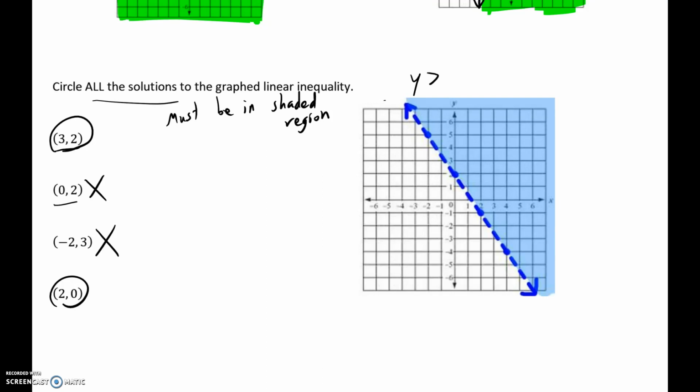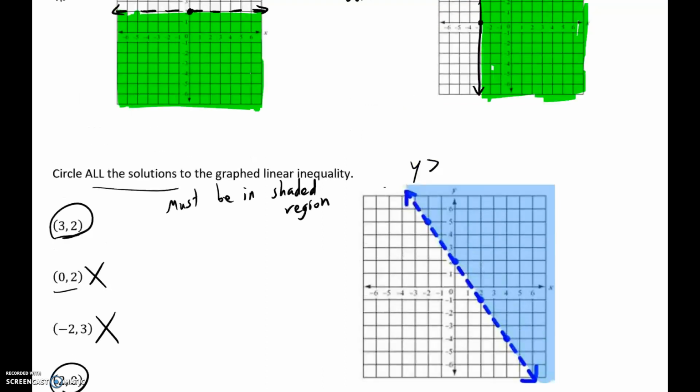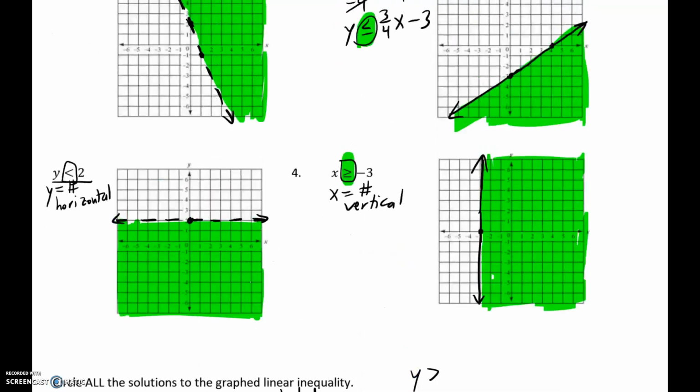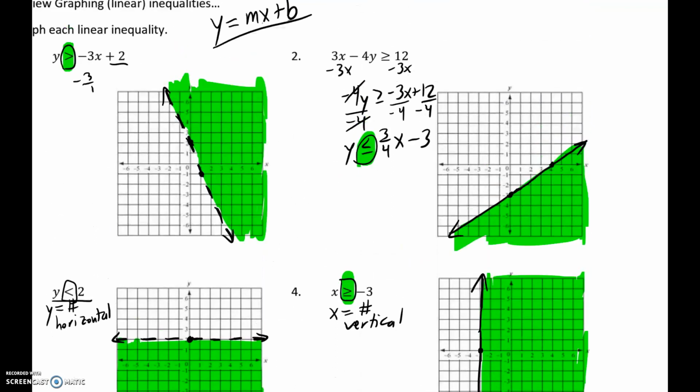All right, I hope that helps. Graph them just like normal lines. Pay attention to when it's solid versus when it's dotted. Okay, pay attention to, does it have the little equal bar under the inequality symbol? Pay attention to horizontal versus vertical, and pay attention to which direction you're shading. Don't forget, when you divide by a negative, flip that inequality.